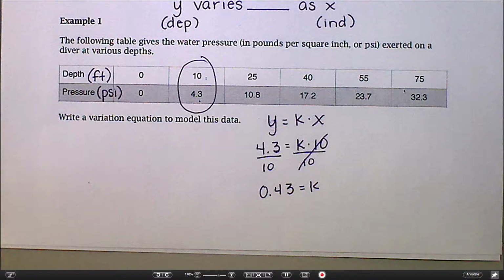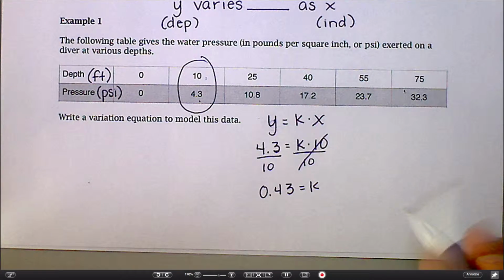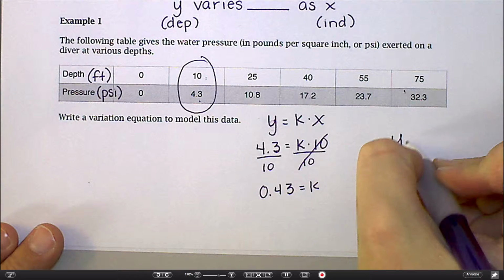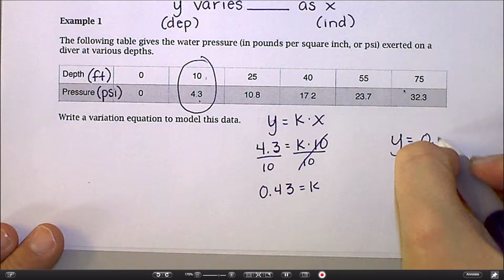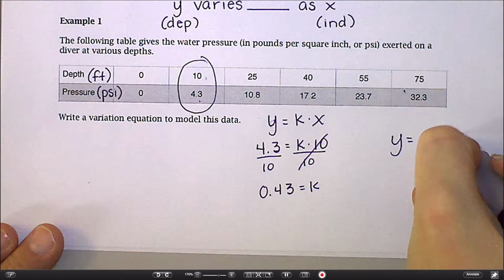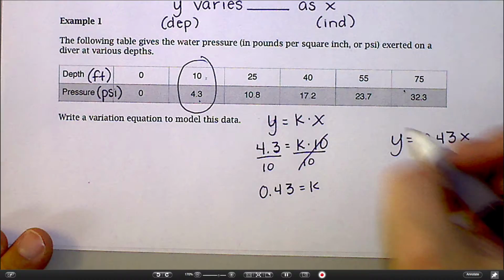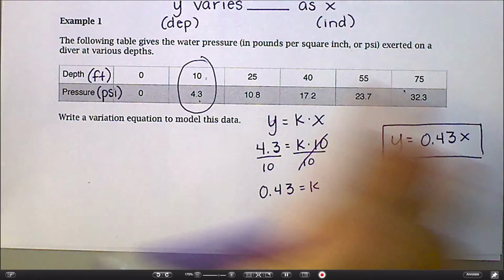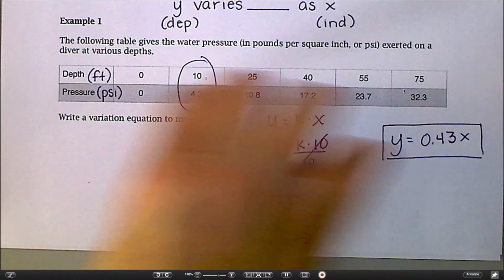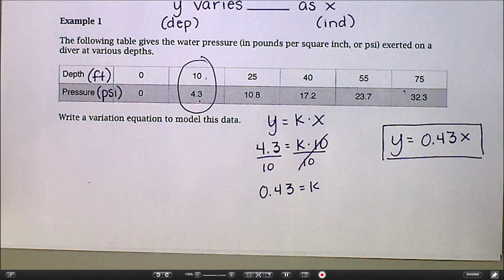Now can I write a variation equation? It would be y equals 0.43 times x. And so now I could say this equation models the situation. This is a model for this scenario. And I could use that equation to calculate the pressure at any depth. Okay? And we're going to talk more about this in the next chapter.